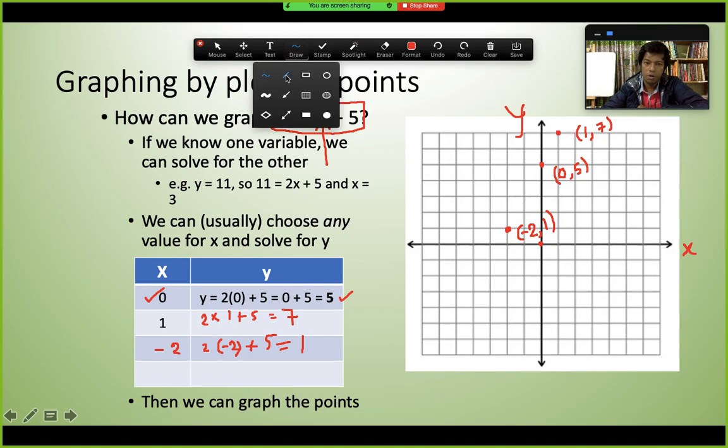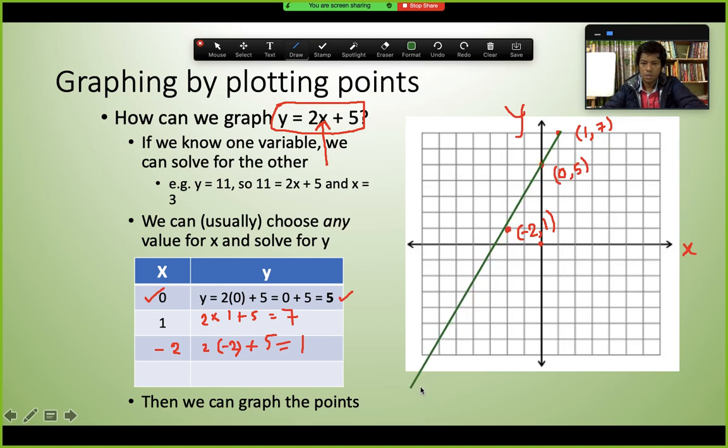Now we have found our points. Now we will just draw a line to get our required solution. So you will see, let me try to make it more accurate.